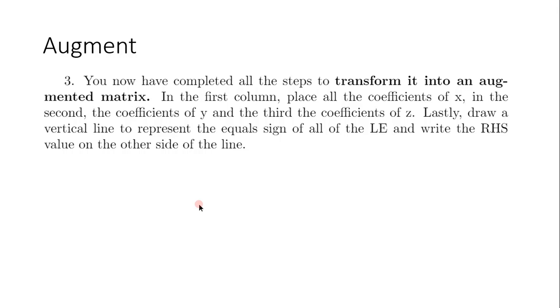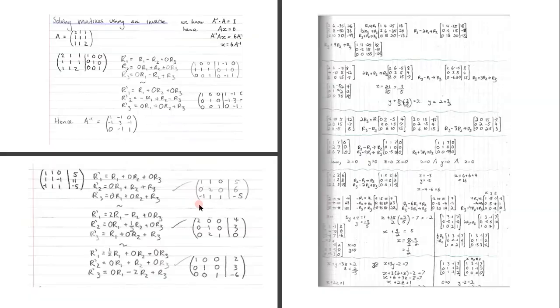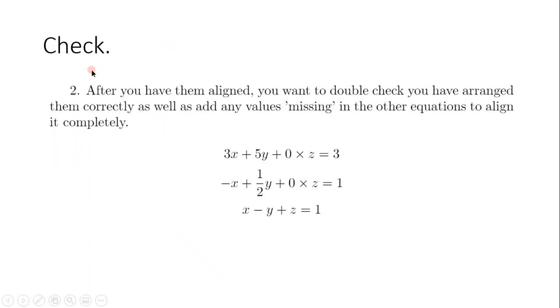So now you can transform it into an augmented matrix. In the first column, place all the coefficients of x. In the second, the coefficients of y. And the third, the coefficients of z. Lastly, draw a vertical line to represent all of the equal sign of all the linear equations, and write the right-hand side values on the other side of the line. Sometimes it's not just one value, as you saw in my notes. Sometimes it can be up to 3 values, so it's important.